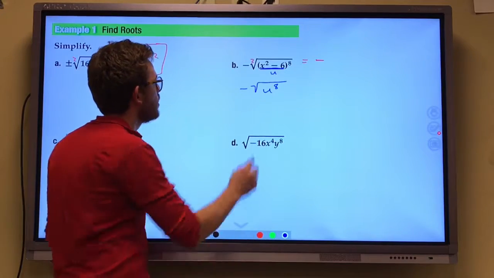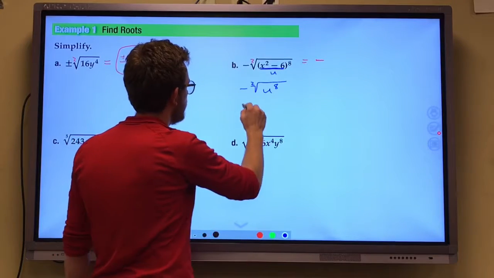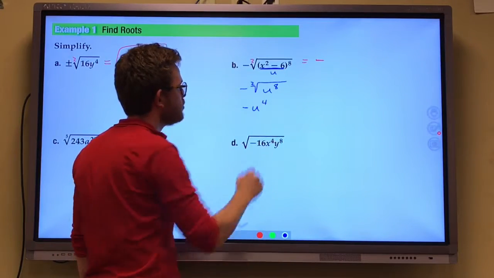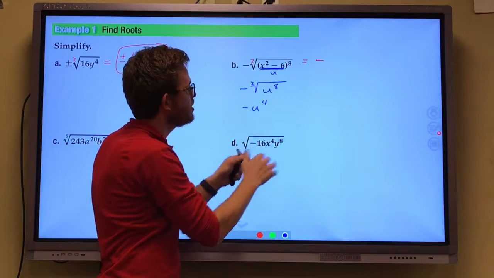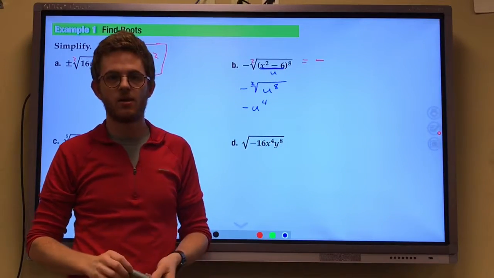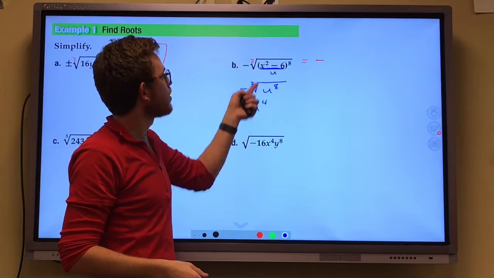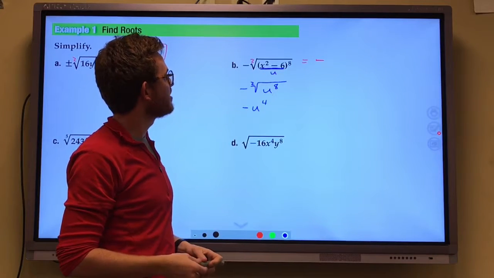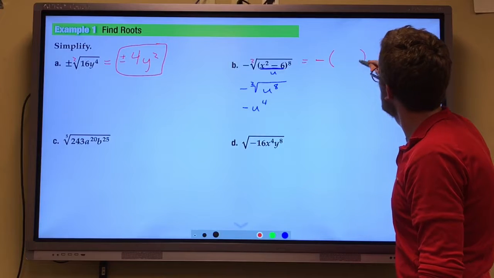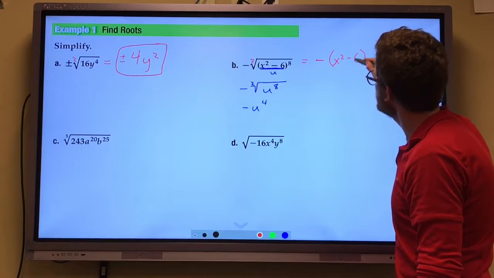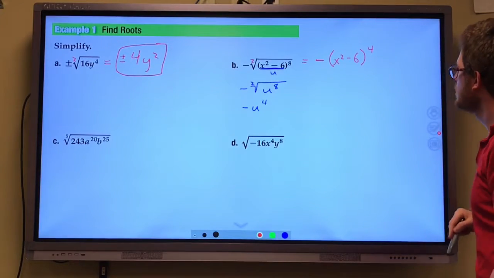U to the 8th power, we know we're taking the square root. 8 divided by 2 is 4, so this is really just negative u to the 4th power. 8 divided by 2 is 4 with no remainders. Nothing needs to stay under the radical sign. But of course we don't want u in our answer. We want this x squared minus 6. So our answer is a negative x squared minus 6 raised to the 4th power. Moving on.